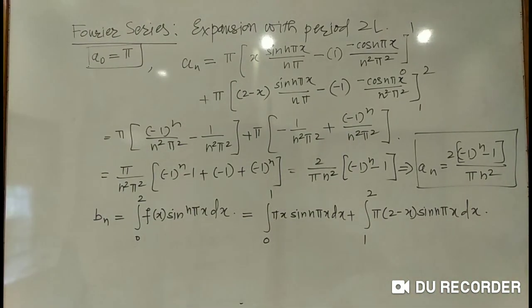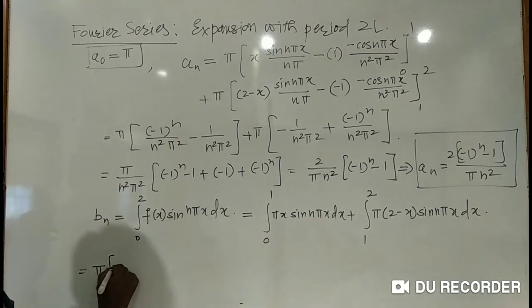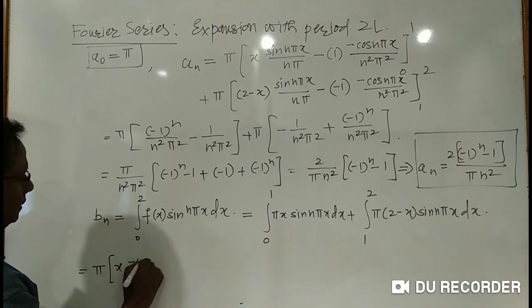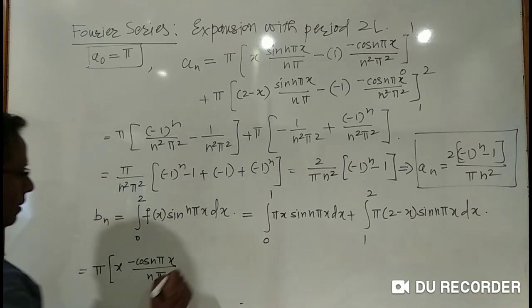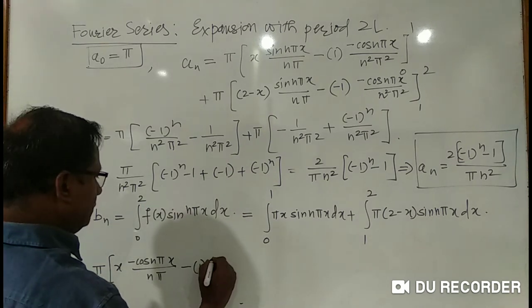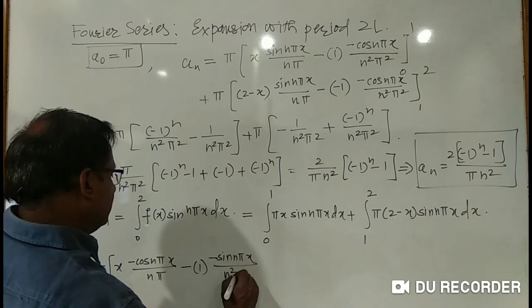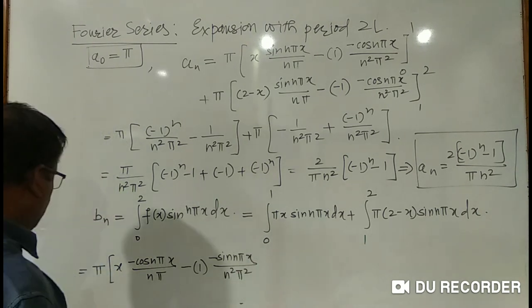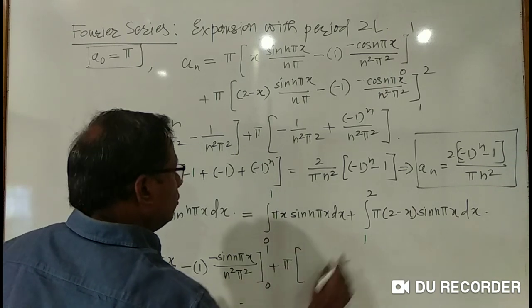So evaluating these integrals and simplifying, this equals pi into x sin n pi x. Integral of the first function x, integral of sin n pi x is minus cos of n pi x upon n pi, minus derivative of x is 1, and integral of minus cos n pi x is minus sin n pi x upon n pi, that is n square pi square. So here completes this first integral, limits are 0 to 1, plus pi, again you can take here common.